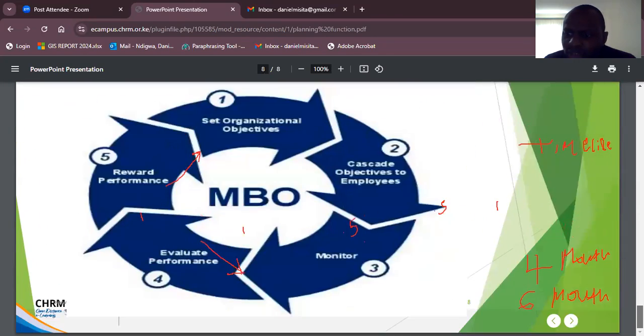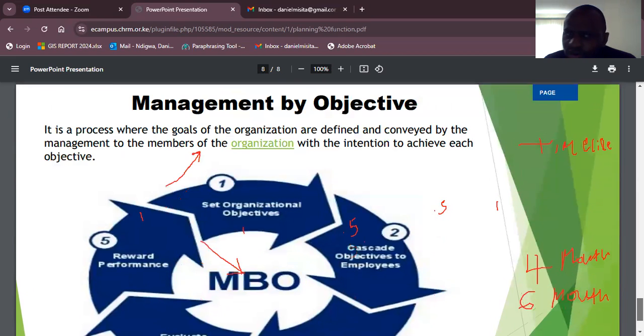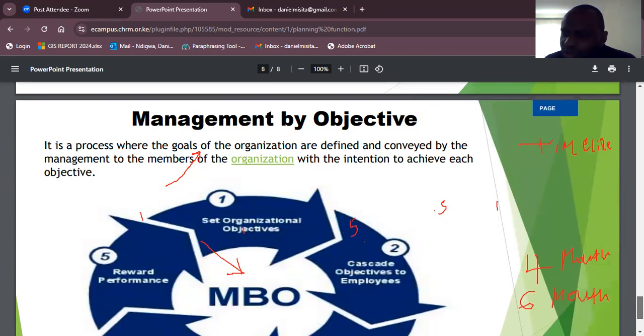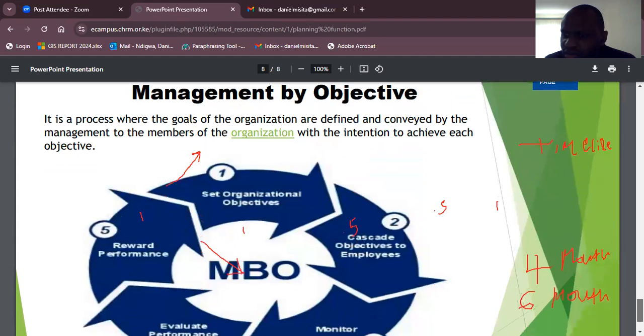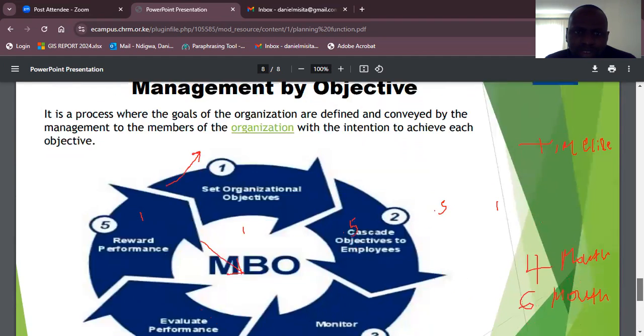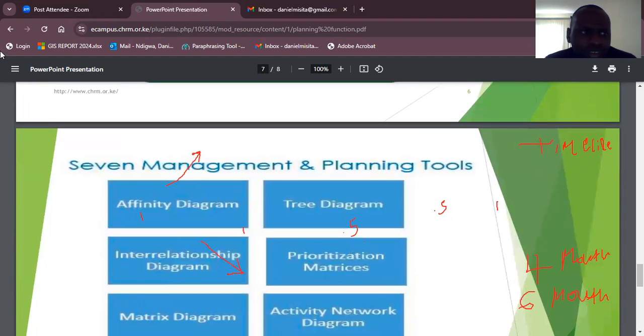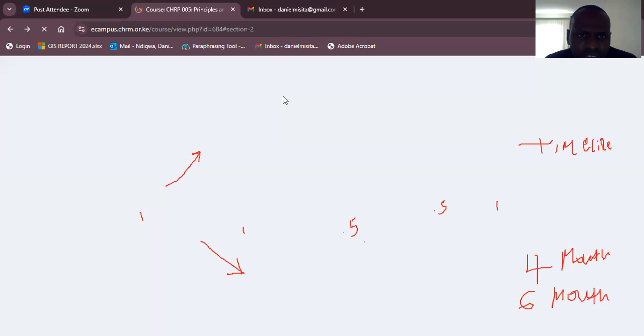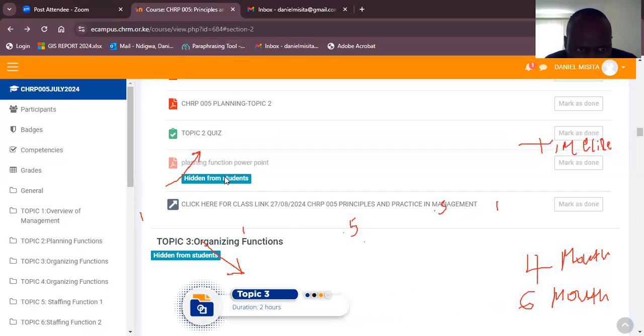According to your own understanding, what is management by objective? Yes, Sweeney, according to your own understanding.